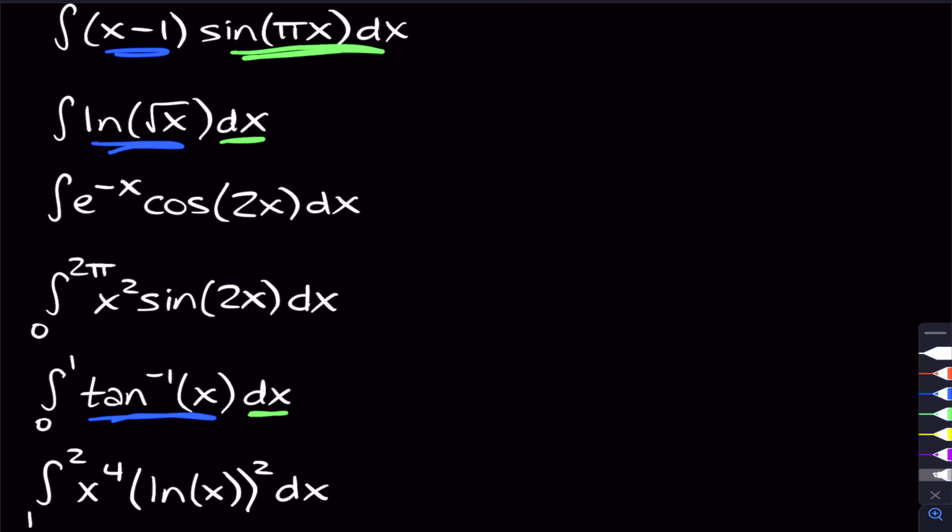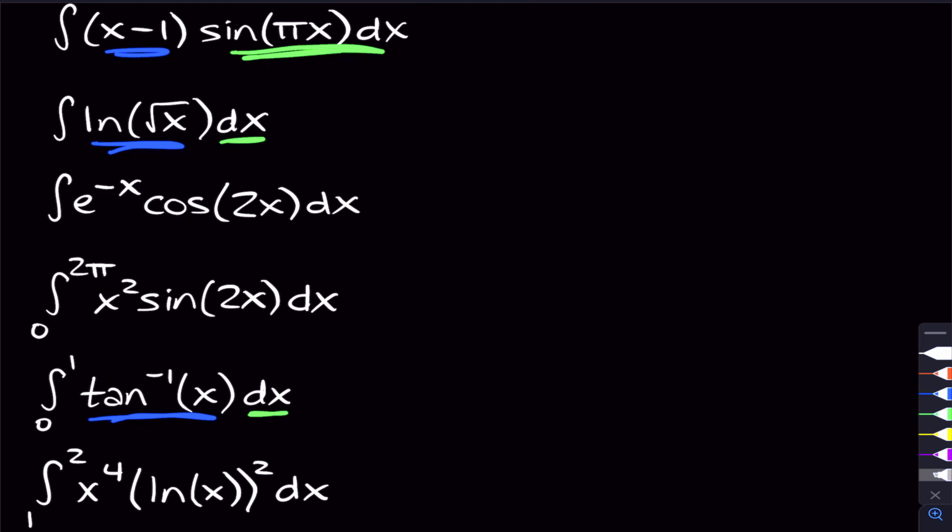But let's move on to this next integral here, the integral of e to the negative x times cosine of 2x. Now again, that's that special case that we did in problem 4, where we have the integral of an exponential times a trig function. And here it doesn't actually matter which you choose to be your u. It can be e to the negative x, it can be cosine of 2x.